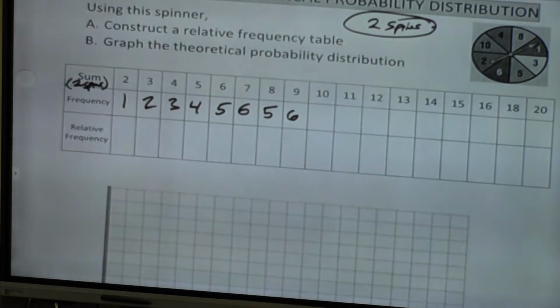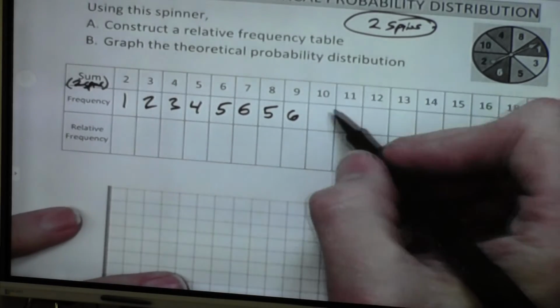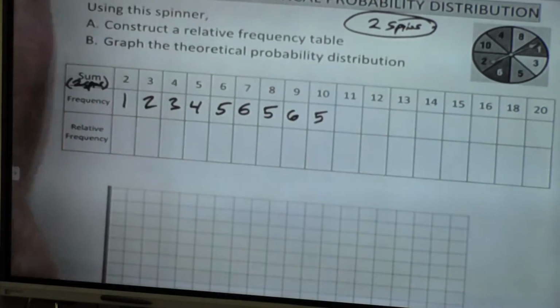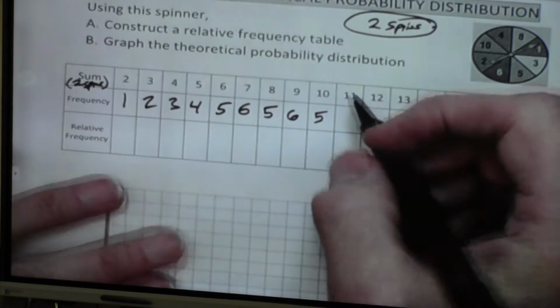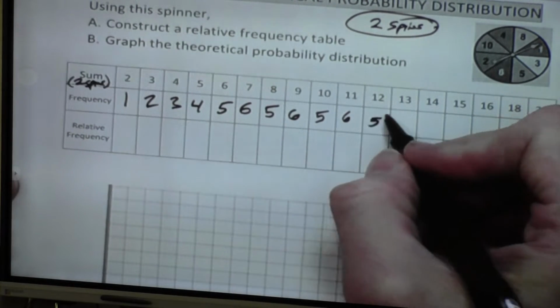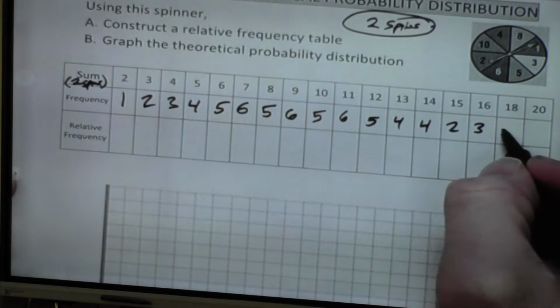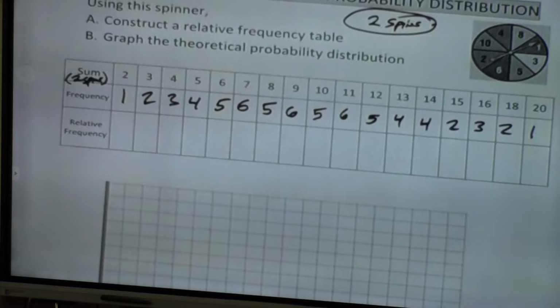And sometimes it boils down to just simply trying it, thinking in your head about how many possible ways there are. Here are the rest of them, so that we won't spend our time doing just that. So you see how to do it, and you can do it yourself on problems where you'll need to. 5, 4, 4, 2, 3, 2, and 1.